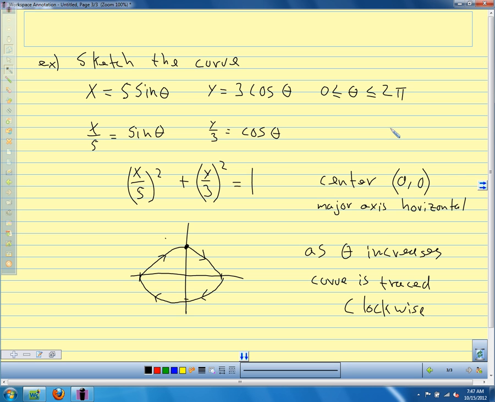Any questions on what we talked about today? This is really all we're doing today. Just eliminate the parameter, know what a parametric equation is. So we're just going to practice with this. All right.